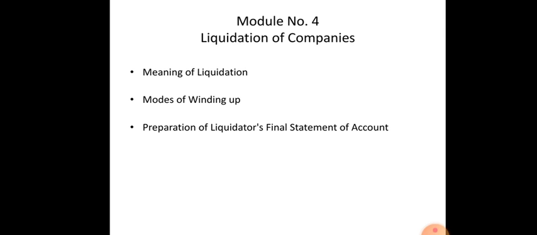So for modes of winding up, there are so many modes: the contributory, the order of payments, preferential creditors. These are the modes of winding up. Next, we have to prepare the liquidator's final statement of accounts. So all these things we will see in the liquidation of companies.